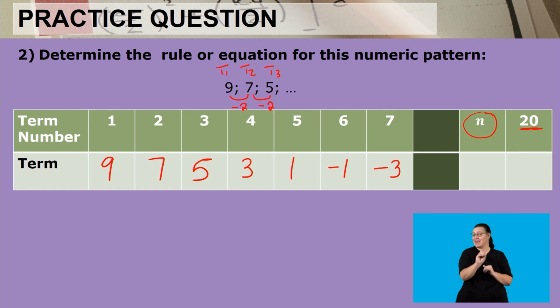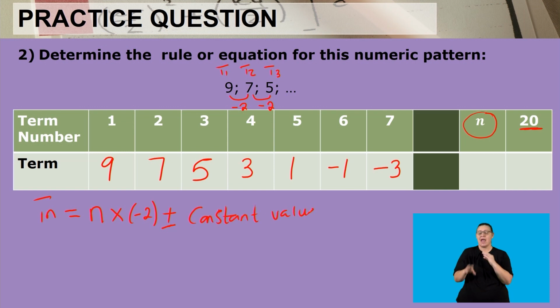Now, what are we going to put in the place of n? That is where our rule goes, and our rule is going to help us to find the 20th term. So let us find that rule. Now, we know that the rule is a relationship between the term number and the constant difference. So we are going to take our term number and multiply it with the constant difference, that is our negative 2. Then we are going to add or subtract a constant value.